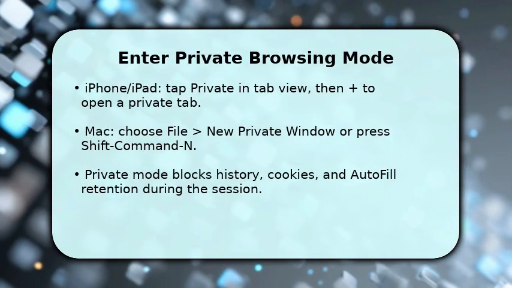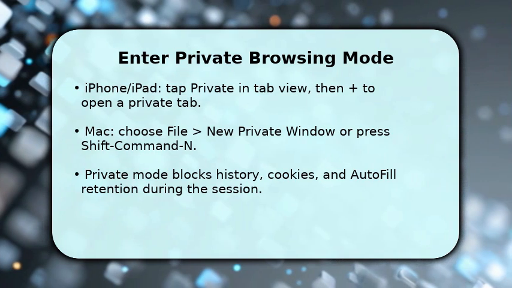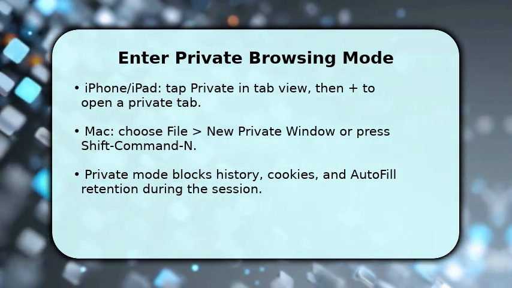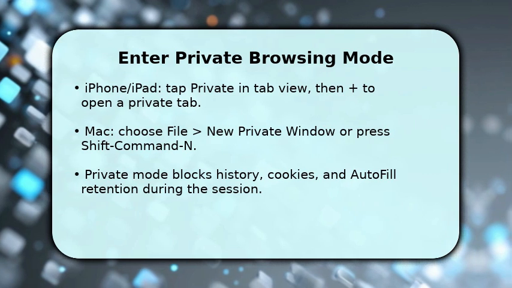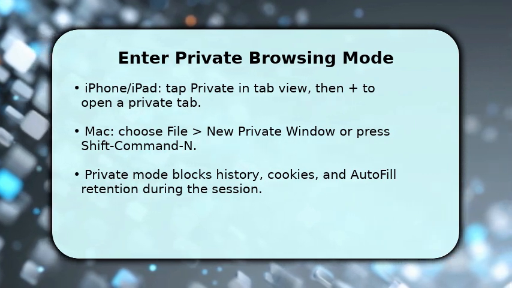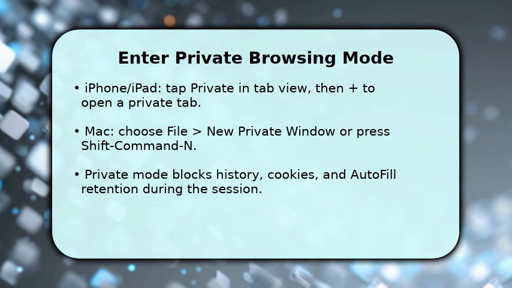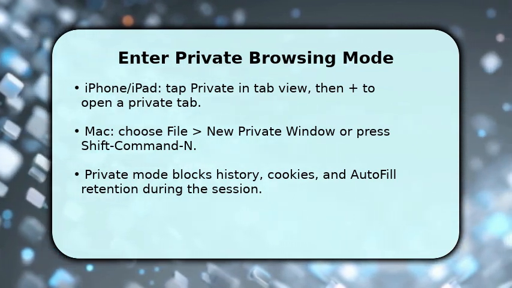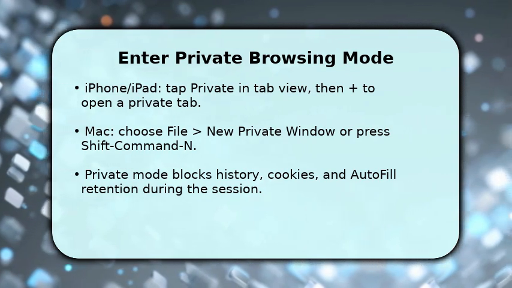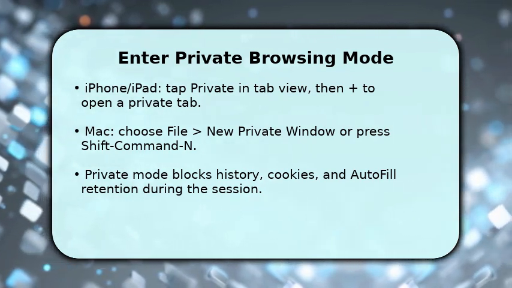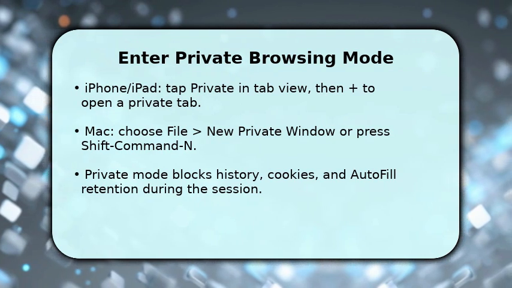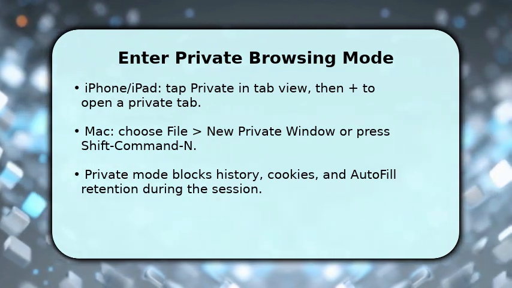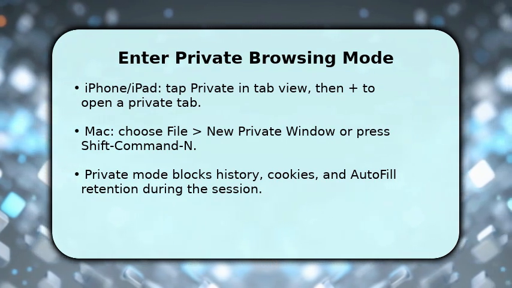Now switch into private browsing. On iPhone or iPad, tap Private in the lower left of the tab overview, then tap the plus button to open a private tab. That starts an isolated session. On a Mac, use File, New Private Window, or press Shift-Command-N to open a private window immediately. Once inside, Safari stops saving browsing history, search entries, and cookies for that session, which is why you use it. Make sure any needed tabs are moved into the private window before continuing.